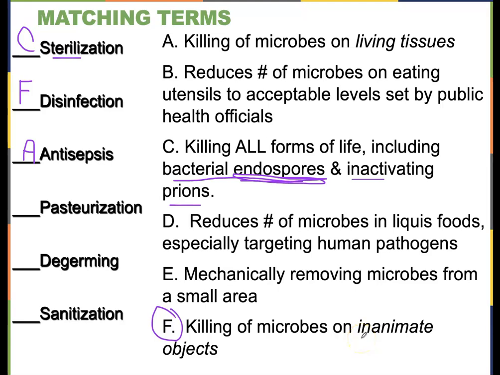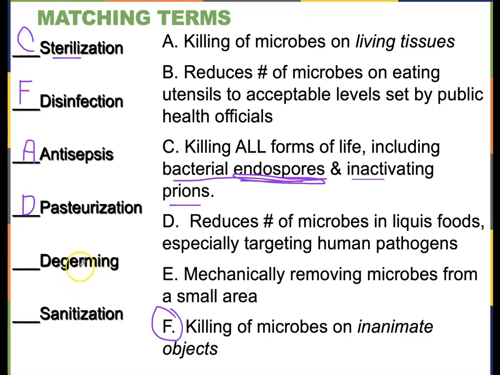For pasteurization, you should be sort of familiar with that with probably milk, right? So this is going to be your reducing of the number of microbes in liquids for consumption, especially targeting human pathogens. So pasteurization is something that you can only do to liquid items. Juices can be pasteurized, milk can be pasteurized.